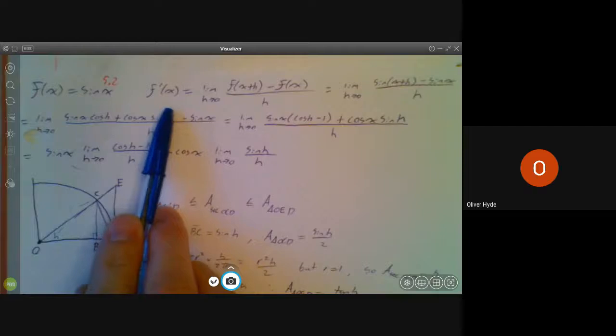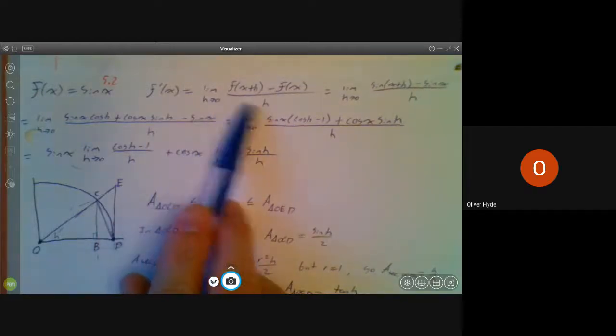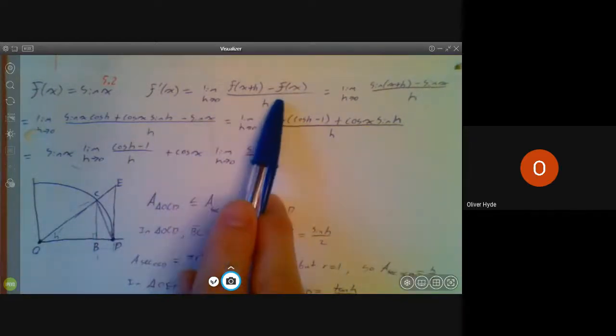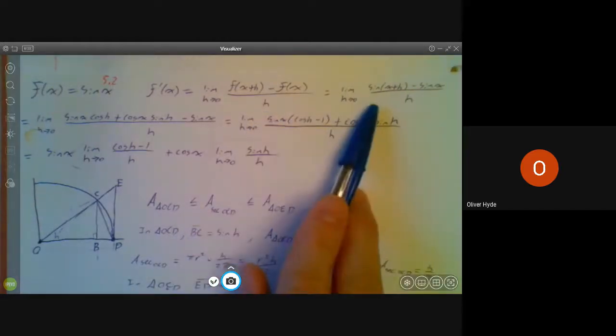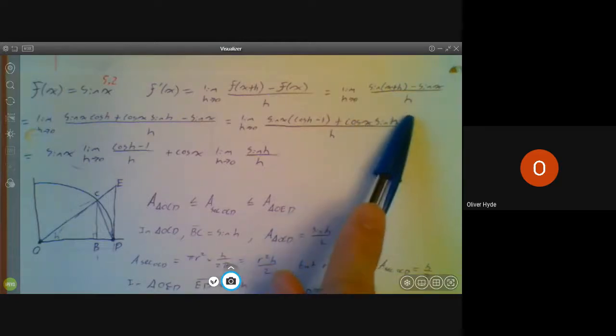f prime of x is going to be the limit as h approaches 0 of our difference quotient, f of x plus h minus f of x all over h. Let's get more specific. I substitute in the specific expression. I get sine of x plus h minus sine of x all over h.